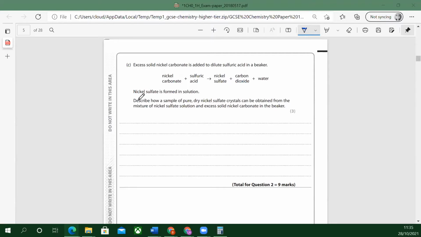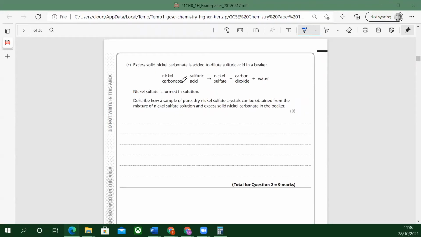But describe how a sample of pure, dry nickel sulfate crystals can be obtained from the mixture of nickel sulfate solution and excess solid nickel carbonate in the beaker. Okay, so actually this one's a lot easier than you possibly think. It's a laboratory technique, like how we practically do it, we're just going to write about.